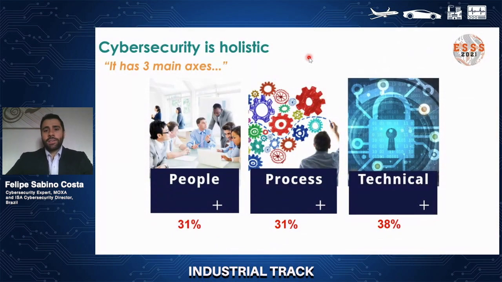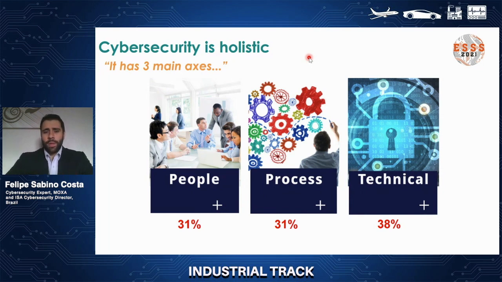So the first thing is we need to understand that cybersecurity is holistic. It means that there are different perspectives of security that we need to consider to develop a correct cybersecurity strategy. We have different literature, but in general, they call people, process, and technology the main three pillars or axes. So in order to have a strong and right cybersecurity strategy, we need to develop and consider these three pillars in our strategy.